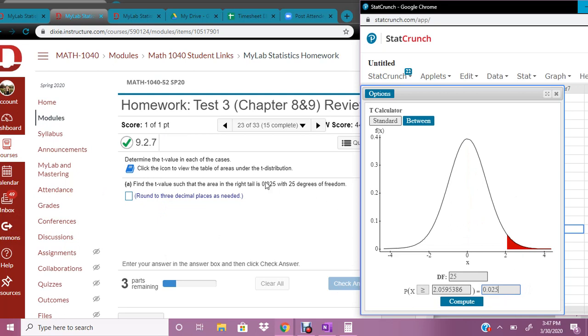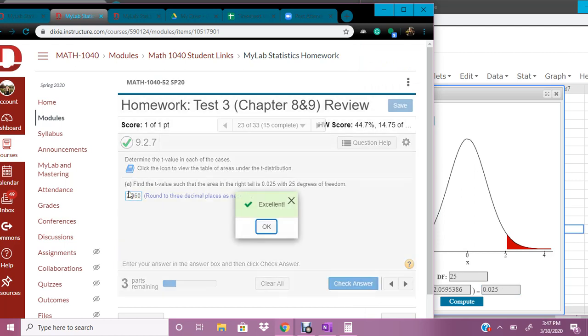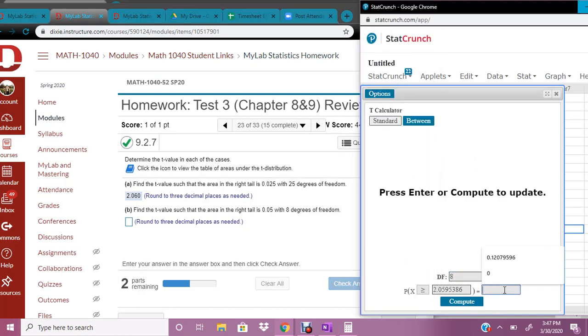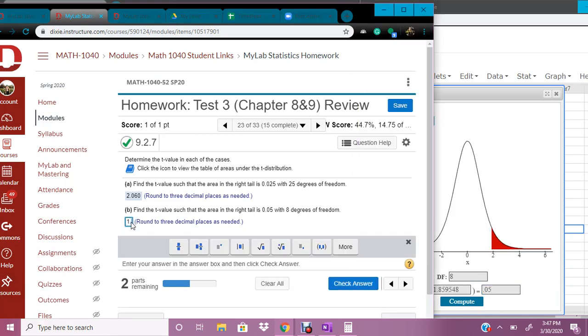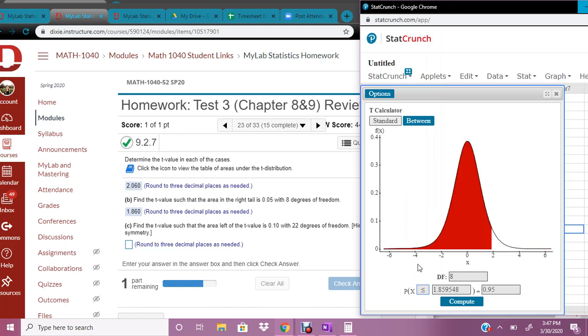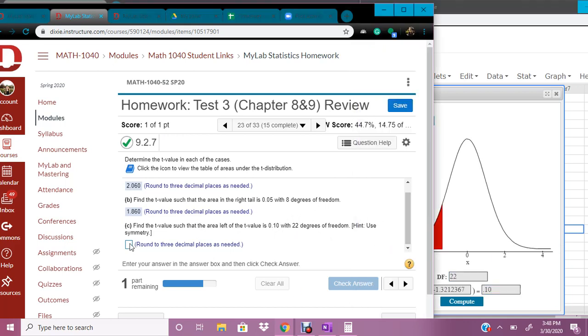And so you're going to put in that decimal point after the equal sign. You'll just put that in. And then this is the same thing. And then this one, it's to the left now, so you're going to switch your sign around. And 22 degrees of freedom, and that point 10 is after the equal sign. This one should be a negative.